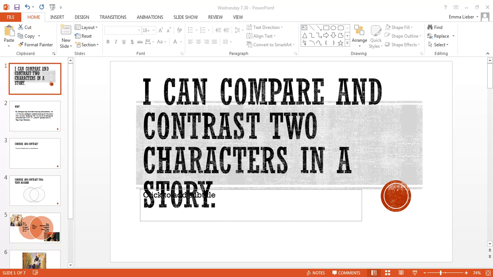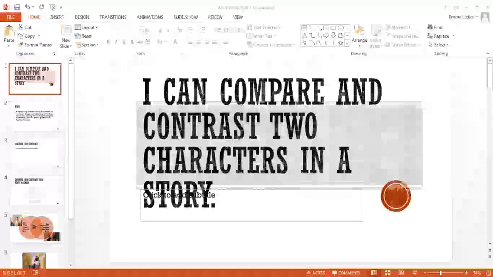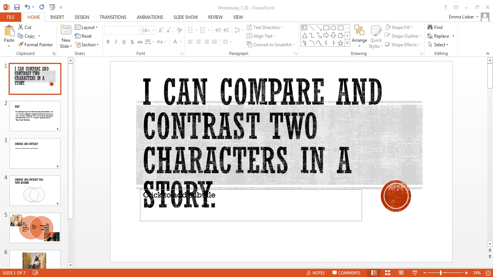Make sure that your paper looks exactly like mine. When I write, you write. Just like that. Take 10 more seconds to finish copying. 10, 9, 8, 7, 6, 5, 4, 3, 2, 1. Now we're going to move on to some independent practice.